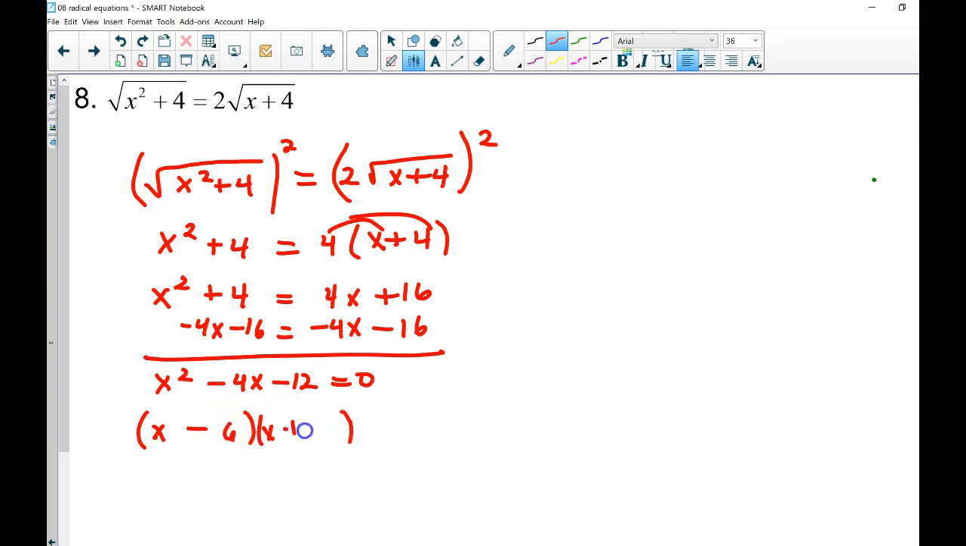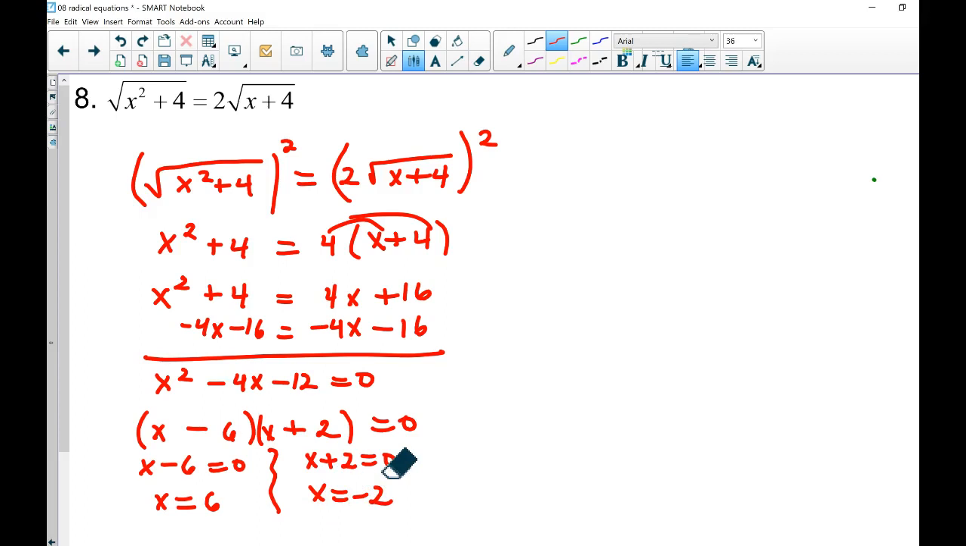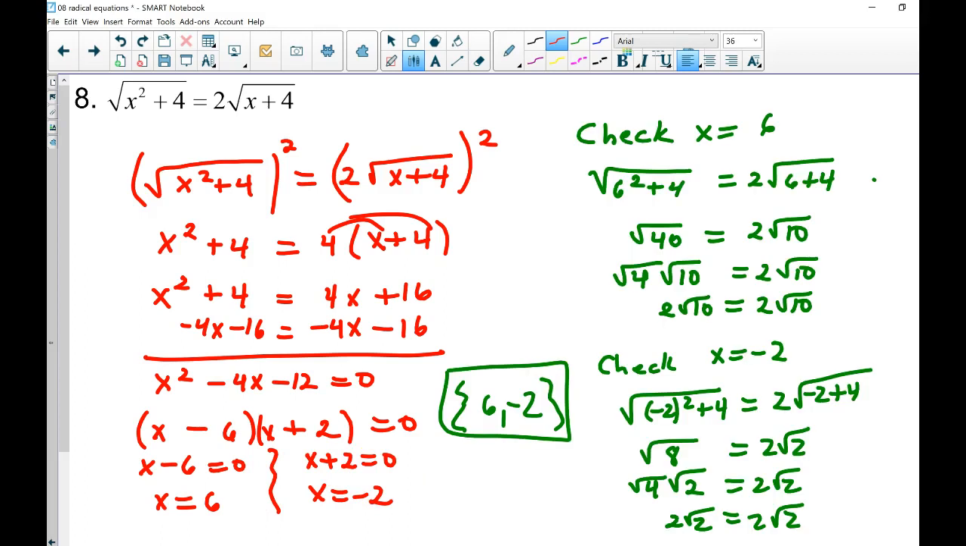The factors turn out to be -6 and +2. Set each linear equation equal to 0 and solve. We're now going to check both solutions in the original equation. You can see from the check that both x equals 6 and x equals -2 work, and so that goes in the solution set. Notice, just because you have a negative x solution does not mean that you reject it. In this case, it works.